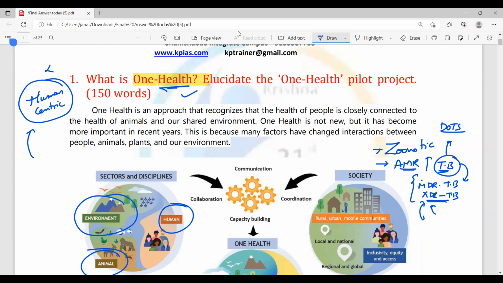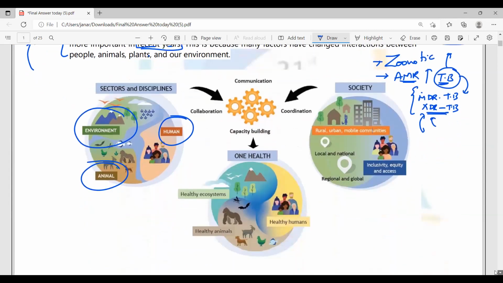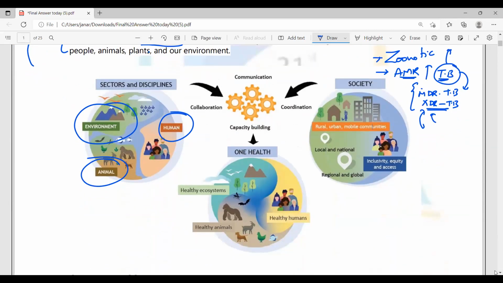Okay, so you have to tell it like that. In the initial statements, we have to look at the structure: our health is related to the health of animals and our shared environment. That's the reason there is renewed focus on this in recent years. That point you can highlight. Some kind of diagrammatic representation is good, always good, showing how each is related to the other.